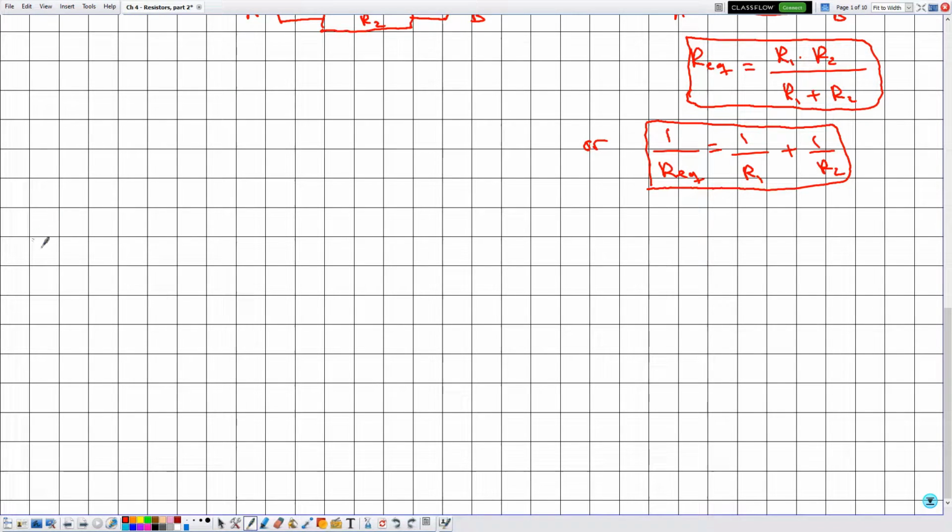And this is an important note. In case of more than 2 resistors in parallel, say for example 3 resistors, then in this case the equivalent resistance is given by the formula.